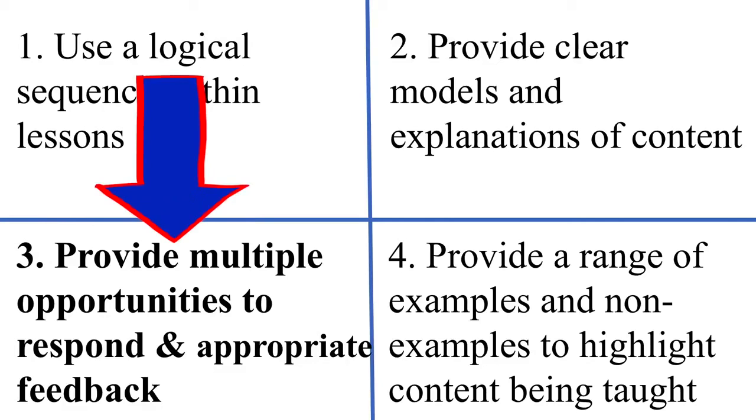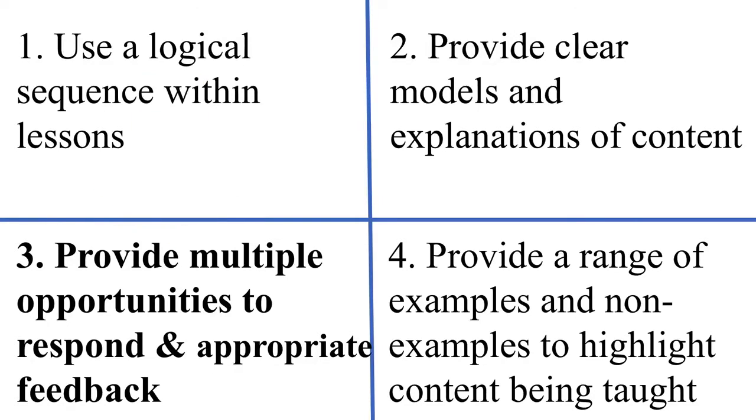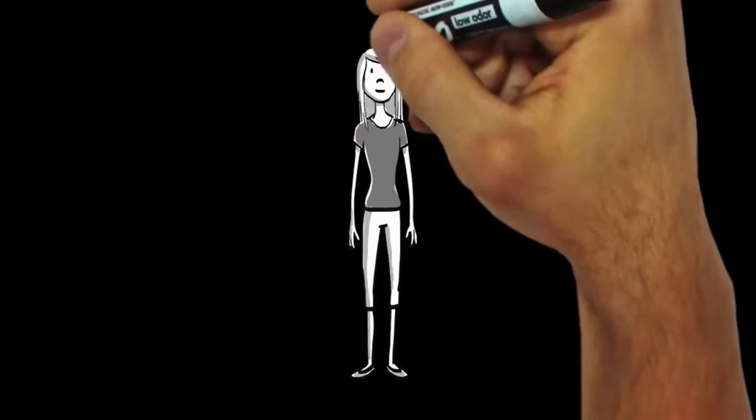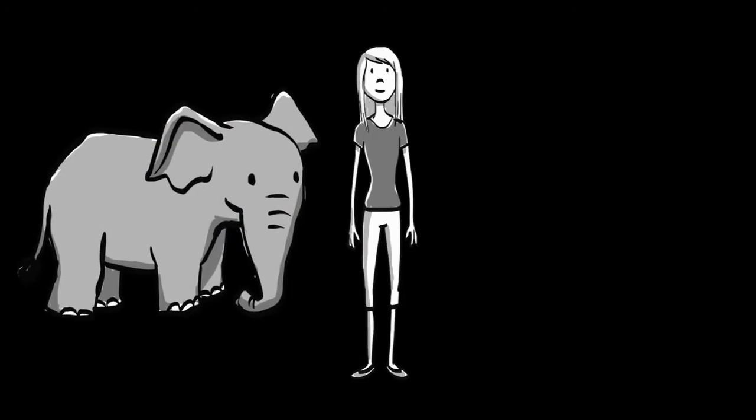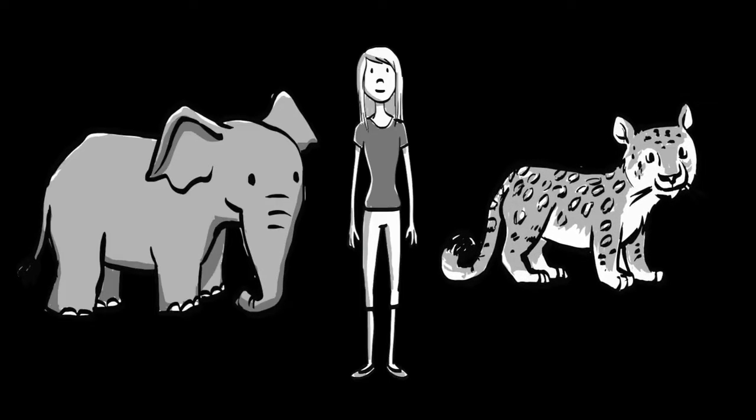Component 3. Provide multiple opportunities to respond and appropriate feedback. Explicit instruction should be delivered at a pace that allows students to make the needed connections to boost learning. An instructional pace that's too slow can cause boredom. Too fast, and you risk overwhelming students' limited cognitive resources.